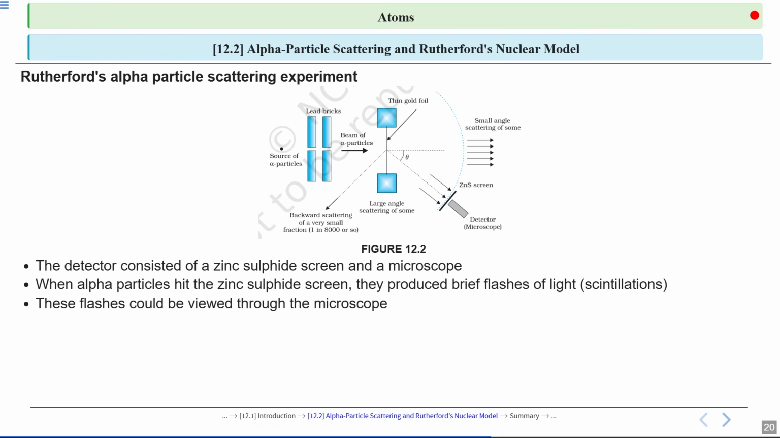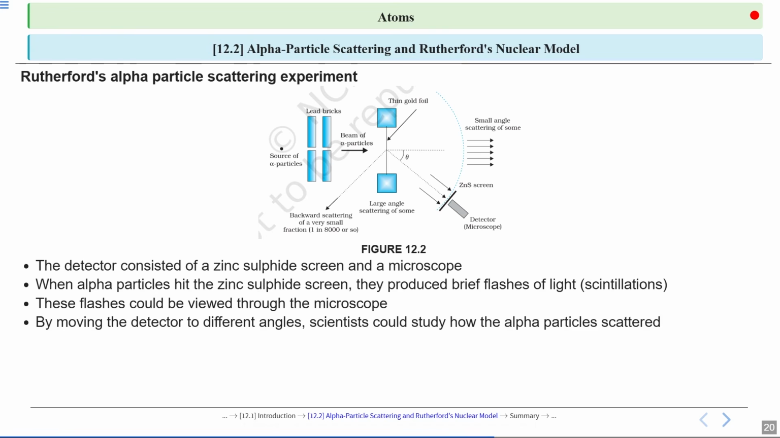Scientists used a microscope to view these flashes of light. This was necessary because the flashes were very faint and short-lived. By carefully observing through the microscope, they could accurately record each event. By moving the detector to different angles around the gold foil, scientists could study how the alpha particles scattered. This means they could see if the particles went straight through, bounced off at small angles, or even bounced almost straight back. The angle of scattering gave clues about what was inside the atom.